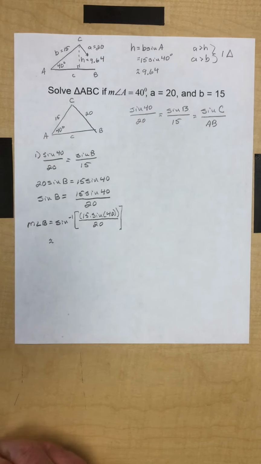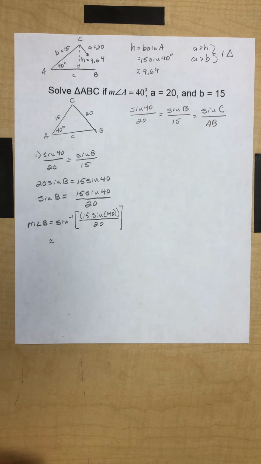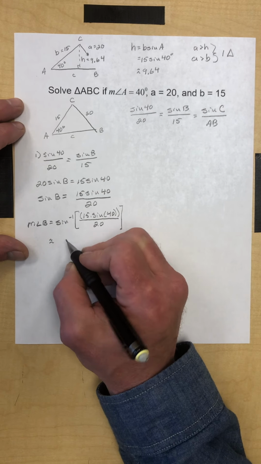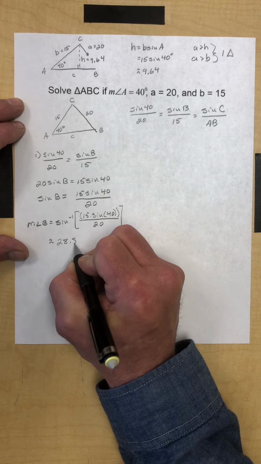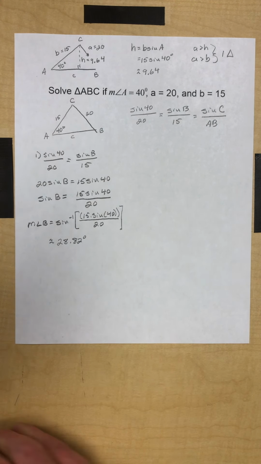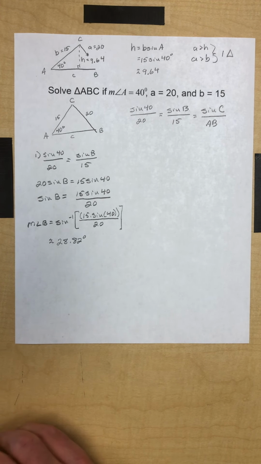It's in degrees, so second sine inverse of 15 times the sine of 40, divided by 20, with parentheses. I am coming up with the measure of angle B is 28.82 when it's rounded off. Now I'm going to check that one more time to make sure I got it right.